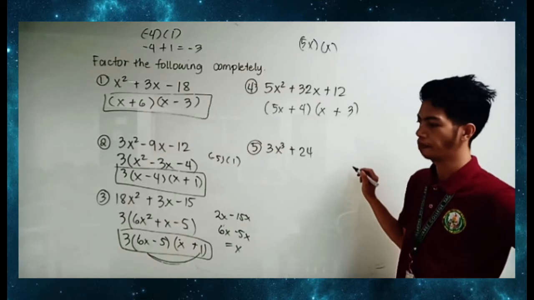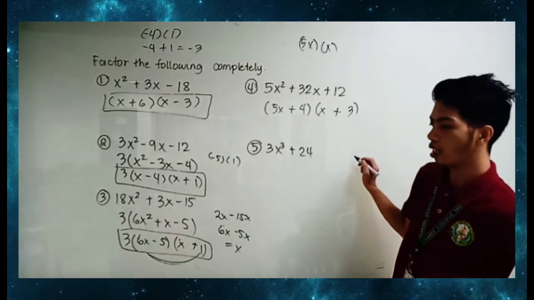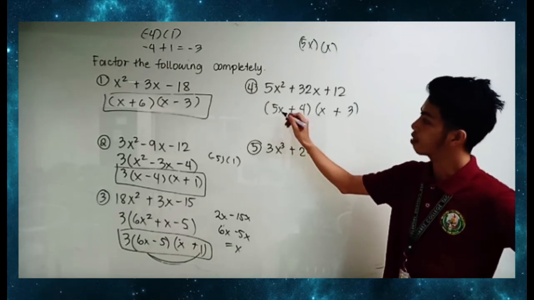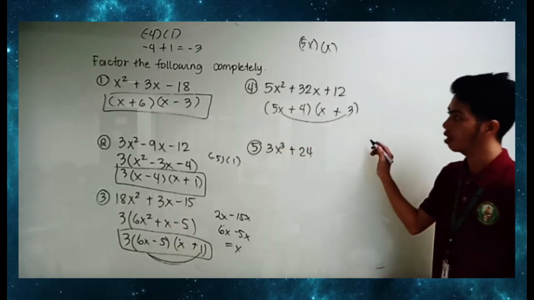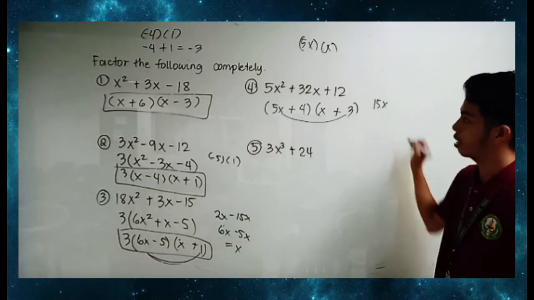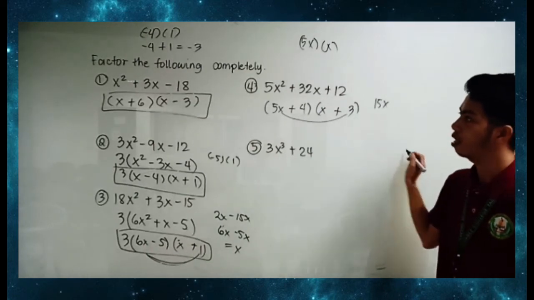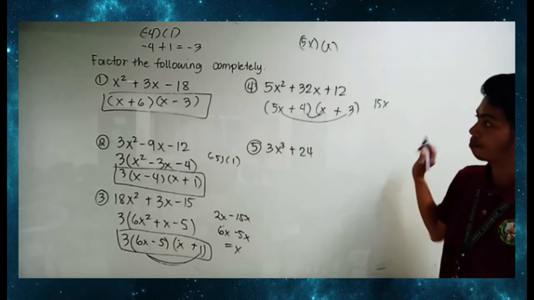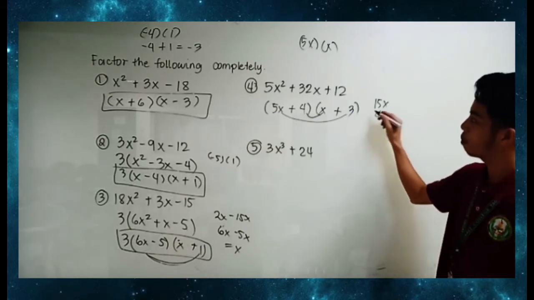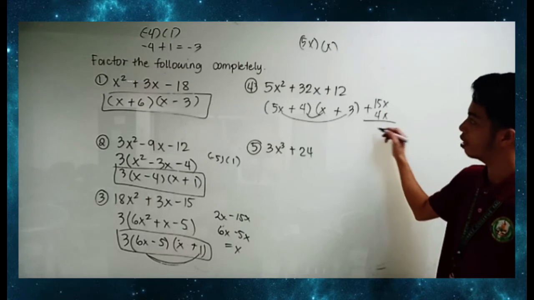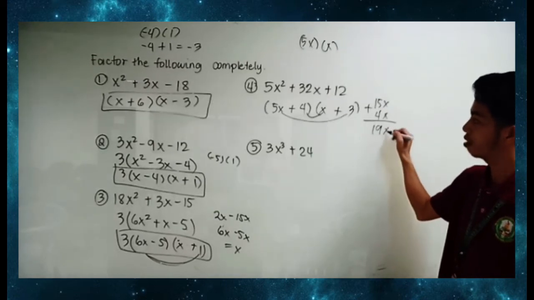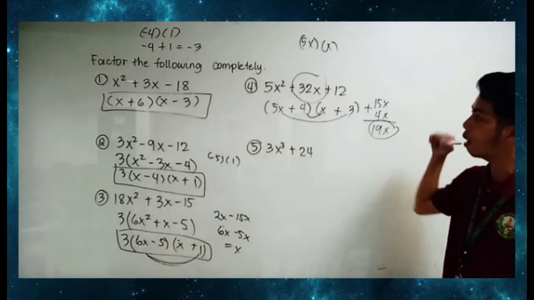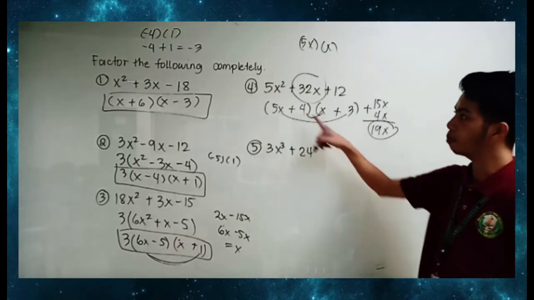Tingnan natin. 5x times 3 is 15x. Okay? 4 times x is 4x. Pag pinag-combine mo yan, ang sagot ay 19x. So, hindi siya pasok doon sa 32. Kailangan 32 ang makuha natin. So, ibig sabihin, hindi pwede si 4 at 3.